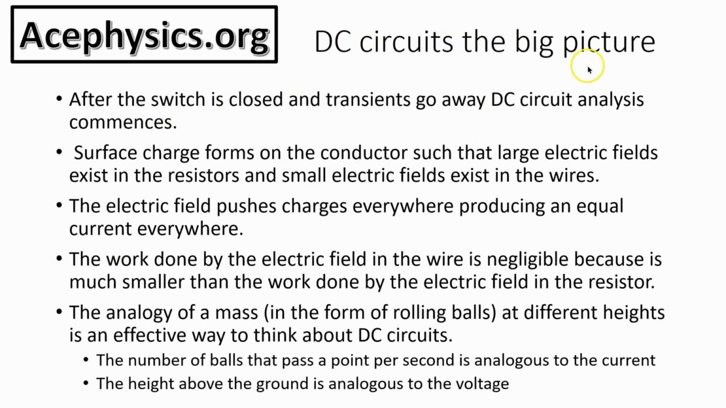So when you're dealing with DC circuits, the big picture is this. After the switches close and transients go away, which is a matter of milliseconds, DC circuit analysis commences. Surface charges form on the conductor such that large electric fields exist in the resistor and small electric fields exist in the wires. The electric field pushes charges everywhere, producing an equal current everywhere. The work done by the electric field in the wire is negligible because it is much smaller than the work done by the electric field in the resistor. The analogy of a mass in the form of a rolling ball at different heights is an effective way to think about DC circuit problems.